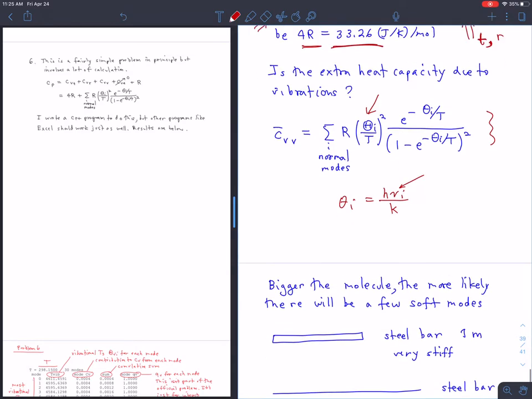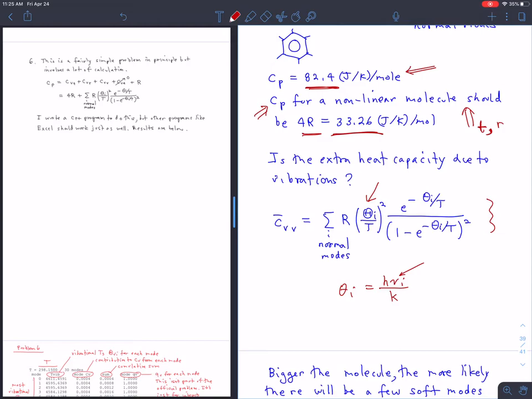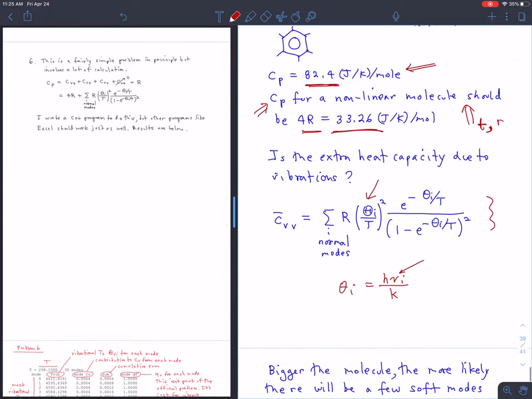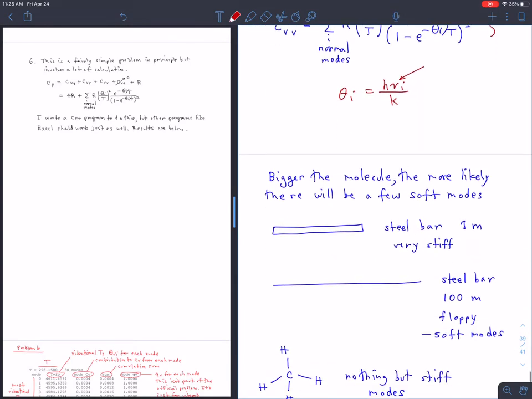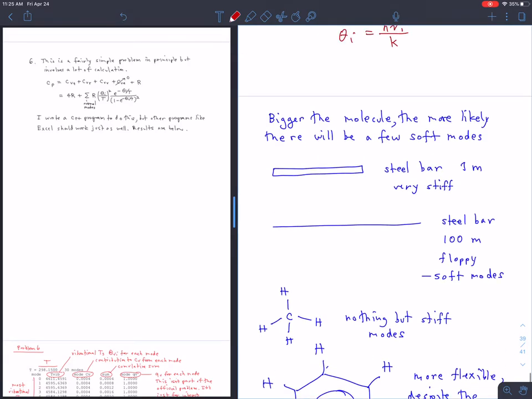All right, now, we can just do the calculation, but it helps to think a little bit about what might be going on before we do, to see if we can understand the results a little better. If I have a steel bar and it's 1 meter long, then the lowest vibrational frequency for that bar, the lowest bending mode, if you like, the lowest sound wave, really, that can travel in that bar is going to be pretty high frequency. I don't know what it will be, but it'll be high.